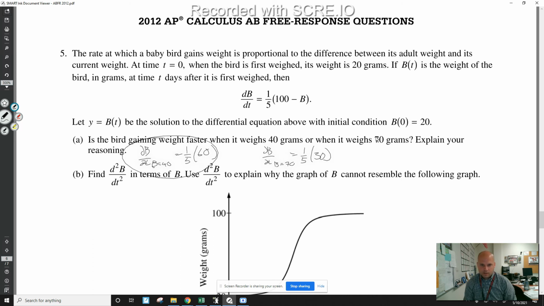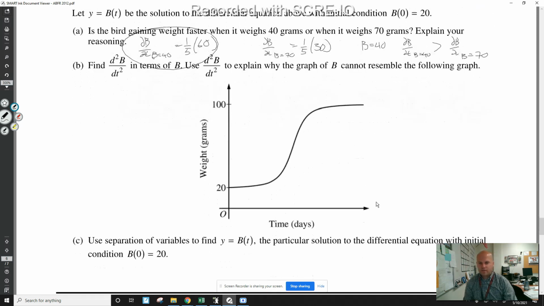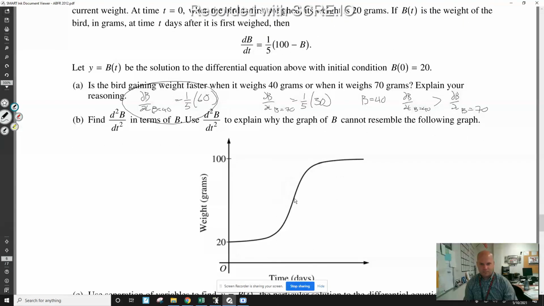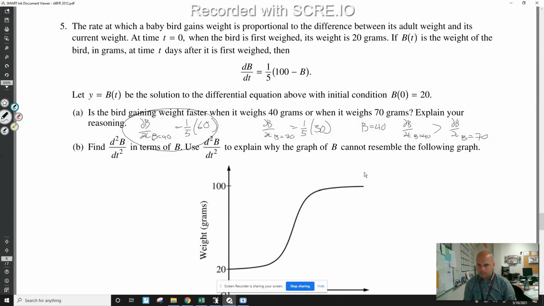This wins. You'd say when B is 40, dB/dt at B equals 40 is greater than dB/dt when B is 70. Okay? Find the second derivative. Use the second derivative to explain why B cannot be this graph. Okay.